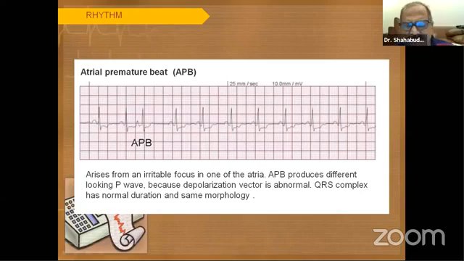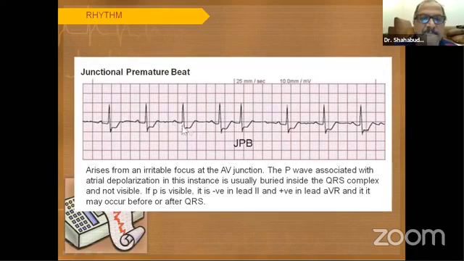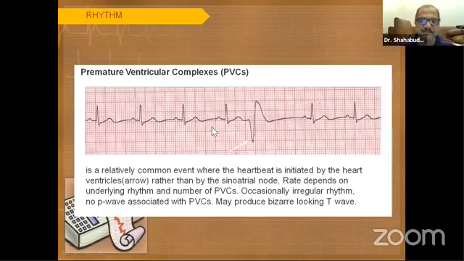The difference between a premature atrial complex and a premature ventricular complex is straightforward. In a premature ventricular complex, it is very much wider, there is T inversion, and it is bigger than the QRS complex. But in atrial premature contractions, it is close to the sinus rhythm. And for the premature junctional complex, again, this is P, and this is the premature junctional complex. And this is the premature ectopic complex.